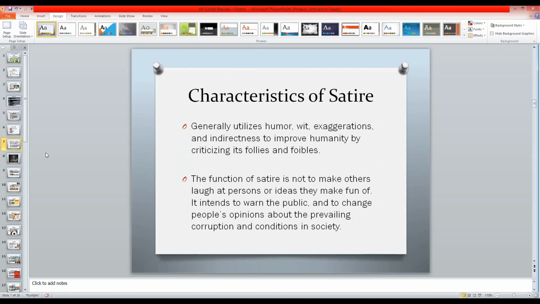There's two purposes every time with satire. So whenever you get a satire piece on the AP exam or for any work that you're dealing with, number one, you have to consider this, that satire generally utilizes humor, wit, exaggerations, and indirectness to improve humanity by criticizing its follies and foibles. And foibles basically means its vices, its issues, right?